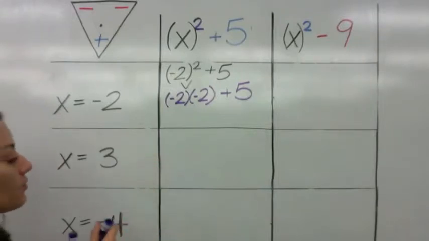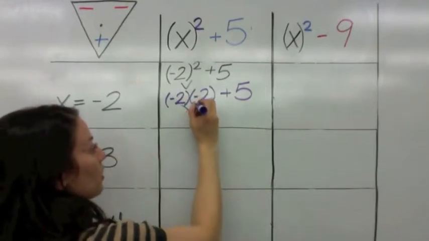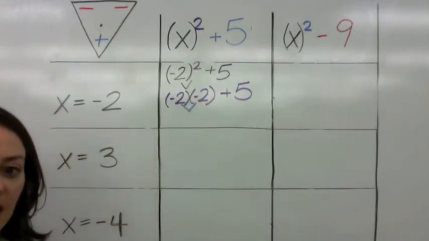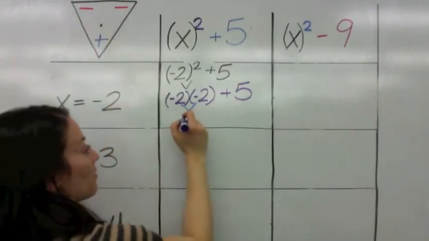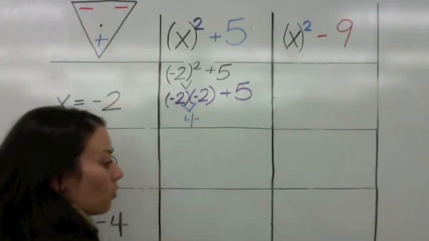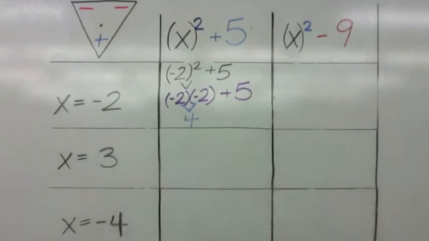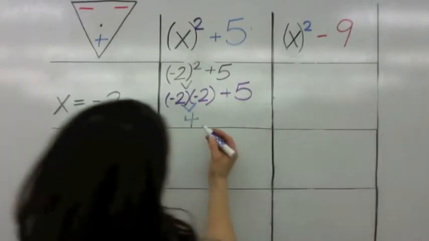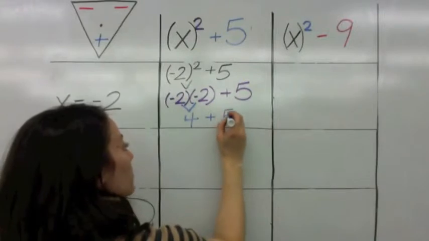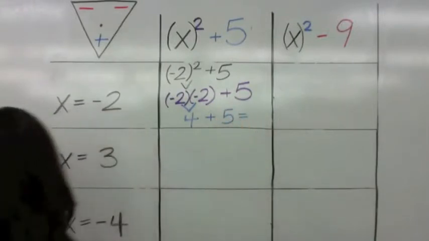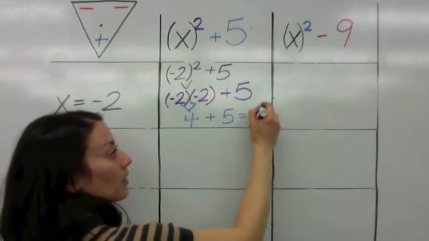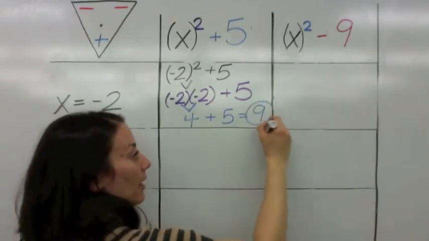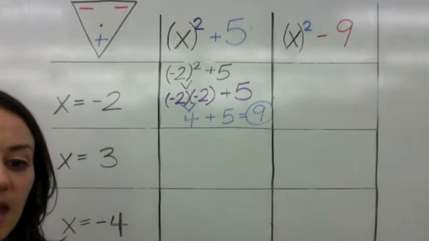So what is -2 times -2? Negative times negative makes positive. So we have a positive 4, and then we're going to add a 5. 4 plus 5. And what is 4 plus 5? Positive 9. Very good. Go ahead and get that down.